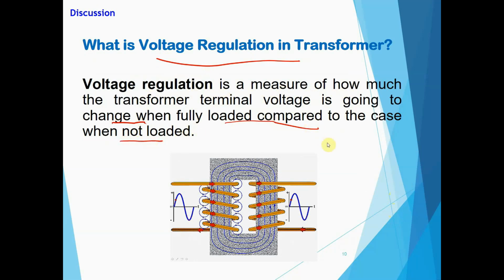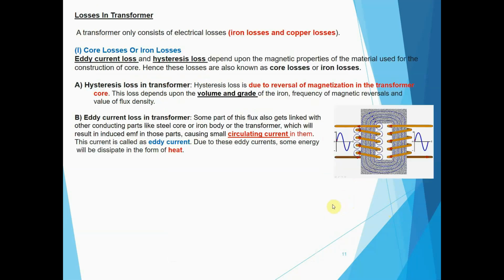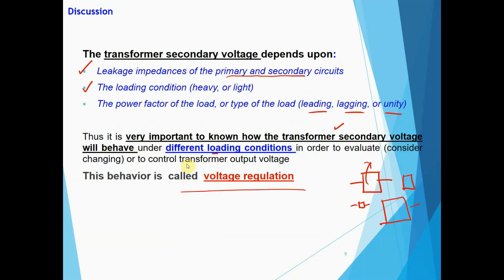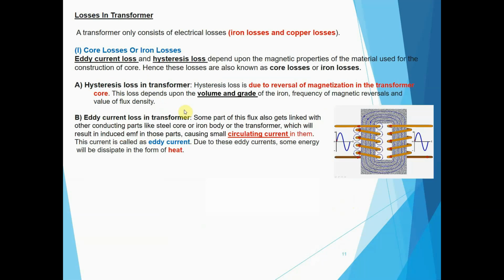So we are comparing B no load and also B full load, right? Okay, this is some example of a transformer here, at the bottom. Now, as we mentioned earlier, the leakage impedances also affect the transformer secondary voltage. So let us try to discuss what those leakage impedances are.